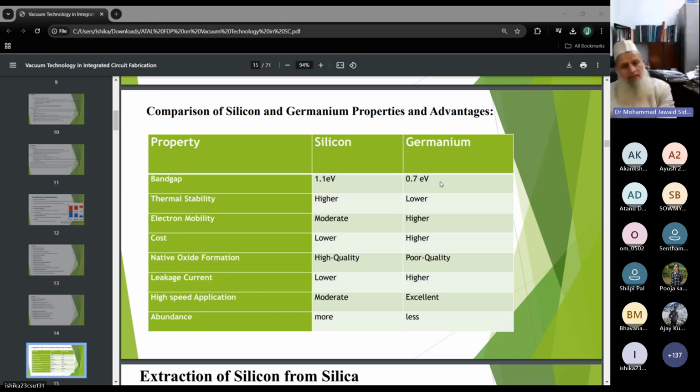High speed application, of course, in germanium, as I told you, the mobility is high, so it can be used, and it has excellent use in high speed applications. And the abundance of silicon is more, because silicon is available from silica, that is sand. We can extract silicon from silica very easily. Yes, please go to the next slide.